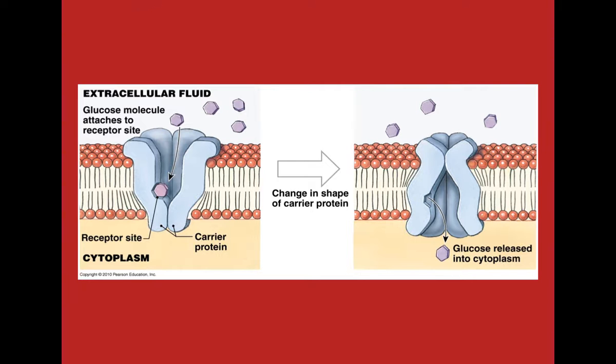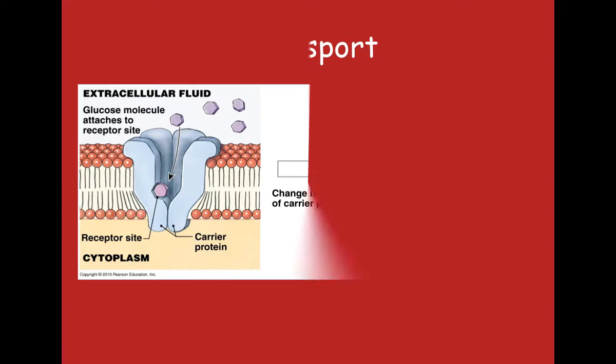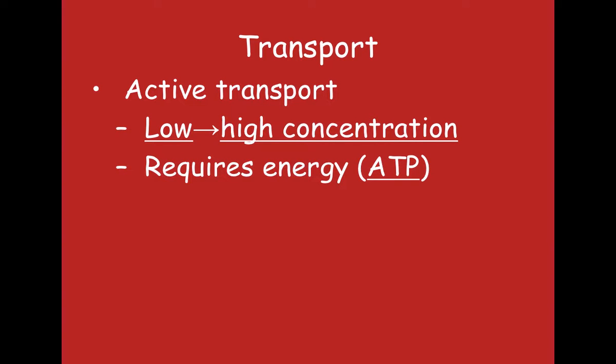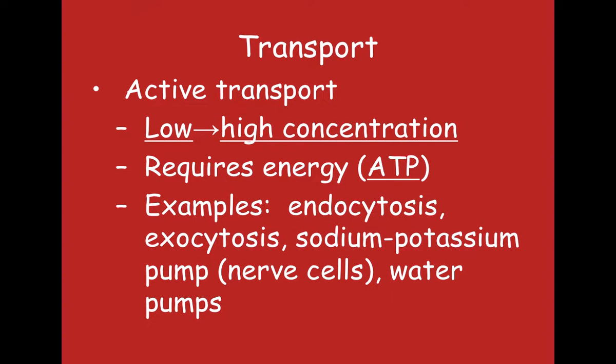So those are the three forms of passive transport that we have. We also have active transport. And in active transport, we're going the opposite direction. We're kind of climbing the hill. We're going from an area of low concentration to an area of high concentration. This type requires energy in the form of ATP. So some examples include things like endocytosis, exocytosis, the sodium-potassium pump that we use in things like muscle and nerve cells, and also water pumps.